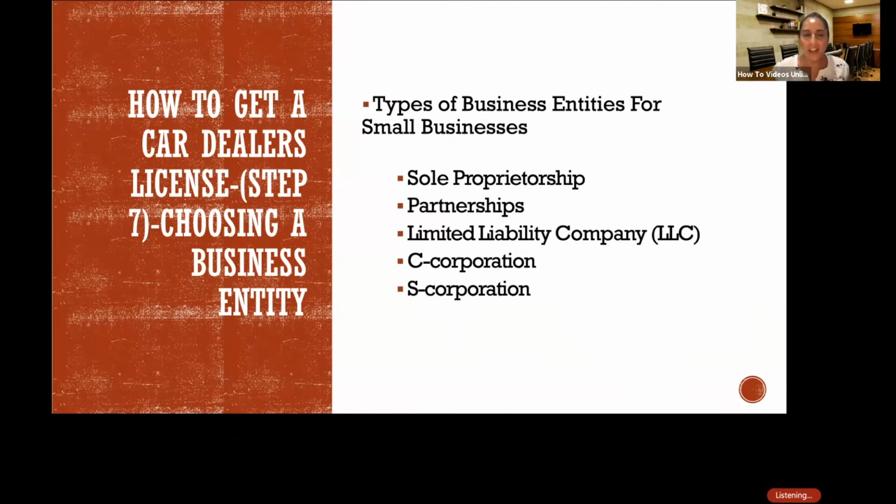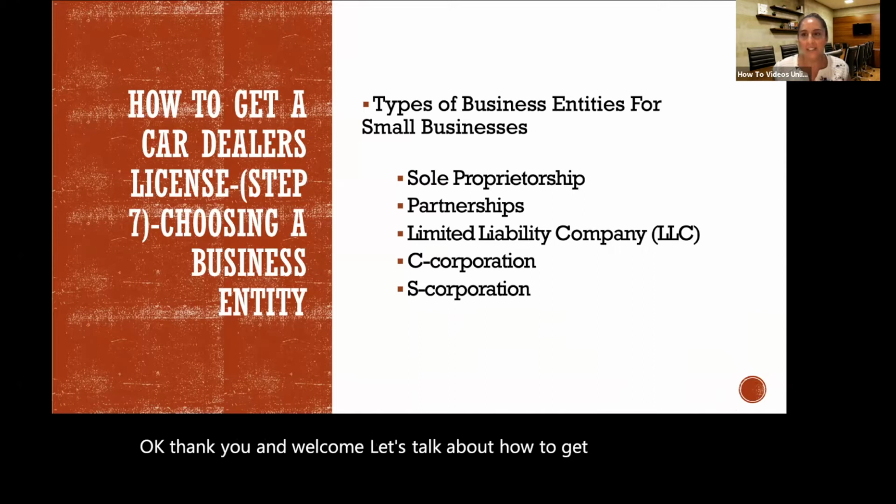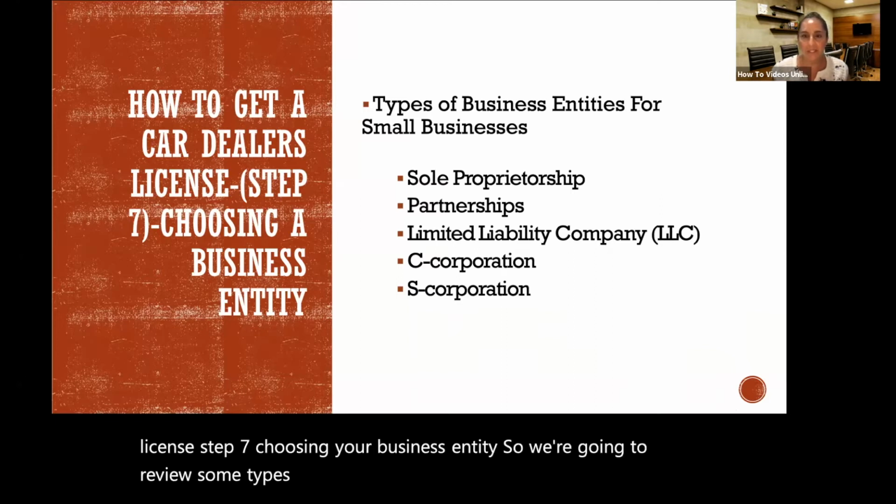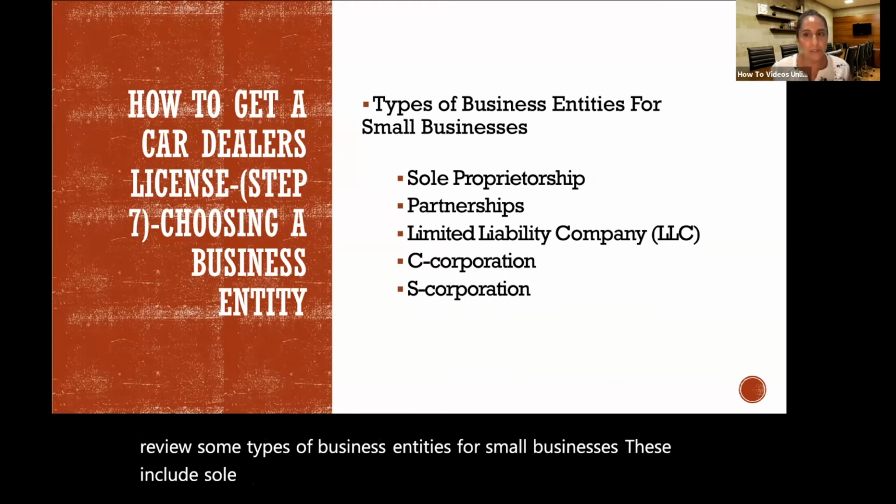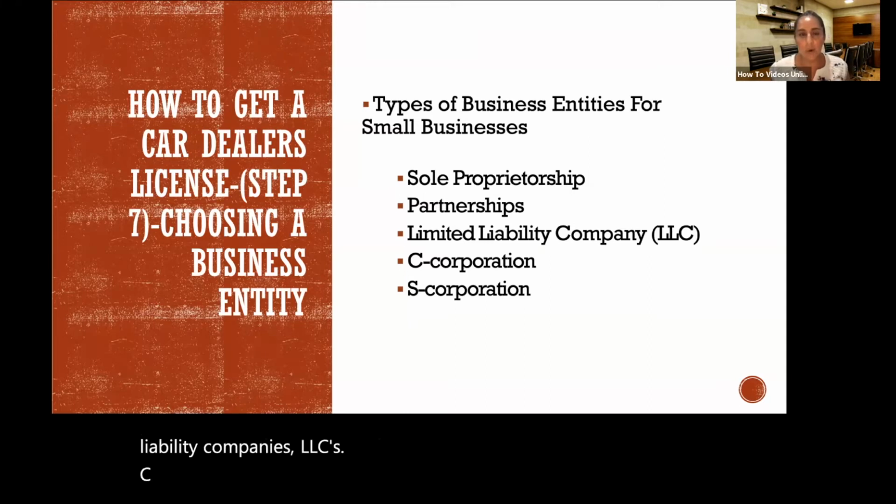Okay, thank you and welcome. Let's talk about how to get a car dealer's license. Step number 7, choosing your business entity. So we're going to review some types of business entities for small businesses. These include sole proprietorships, partnerships, limited liability companies, LLCs, C corporations, and the S corporation.